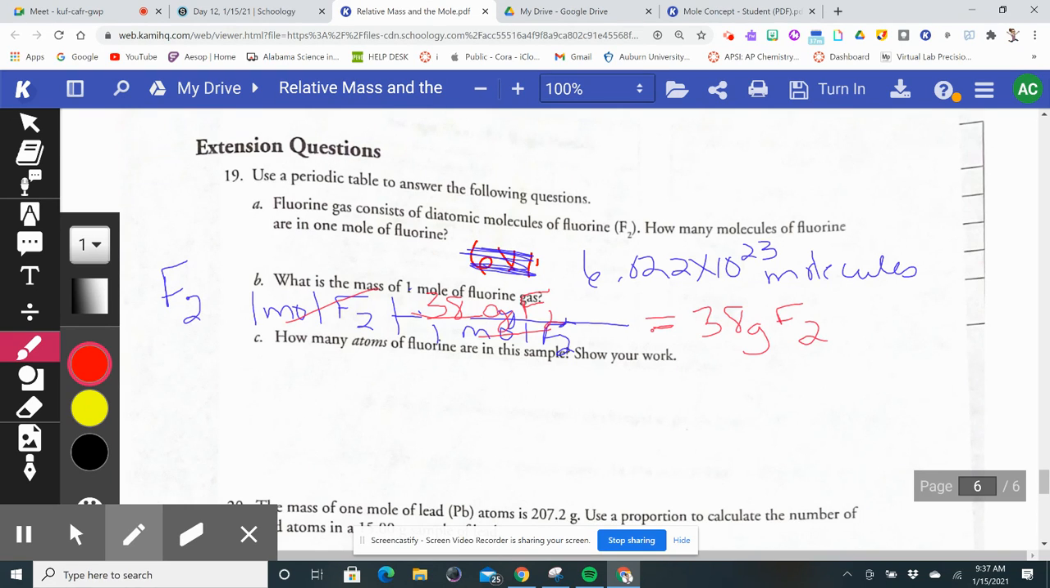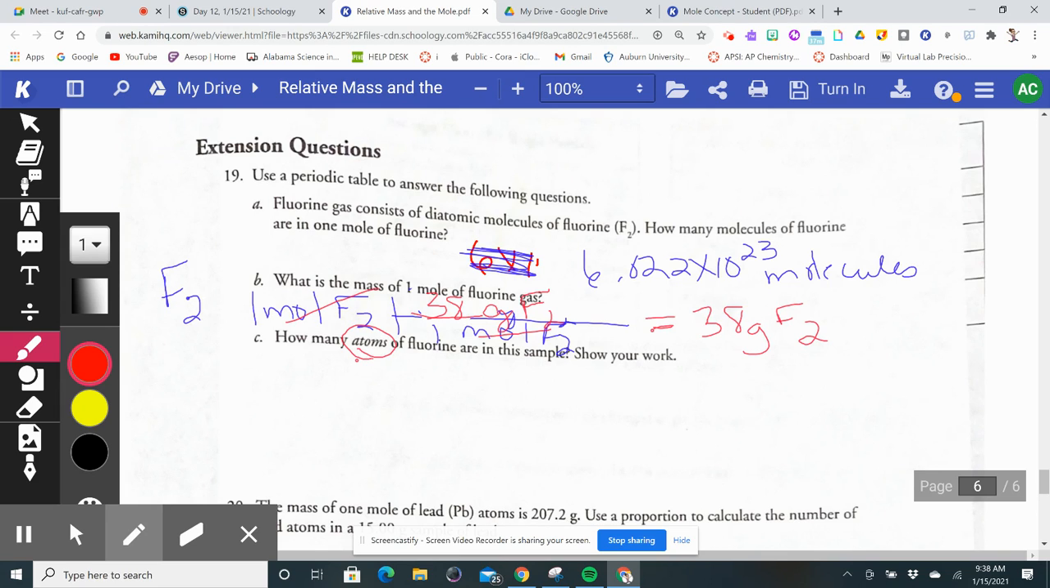Now, you have to think for a second. I'm looking for how many atoms. All right. I have 1 mole of molecules. How many atoms are in each molecule? In this formula, how many atoms of fluorine are in each molecule of fluorine? Look at my formula. How many atoms of fluorine are in each molecule? 2. So would it be 6.022 times 10 to the 23rd? It'd be double that.